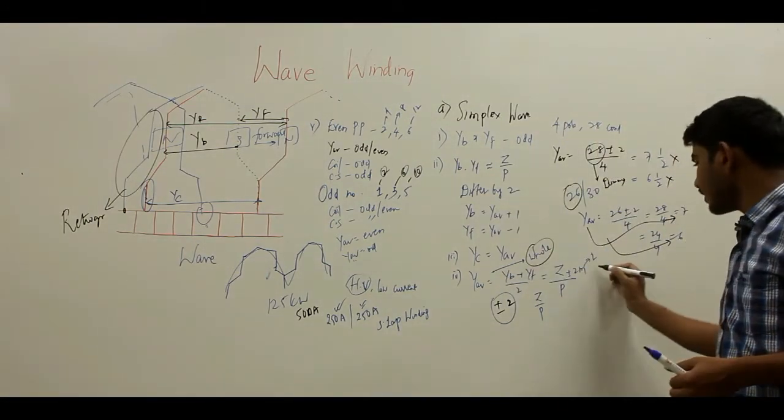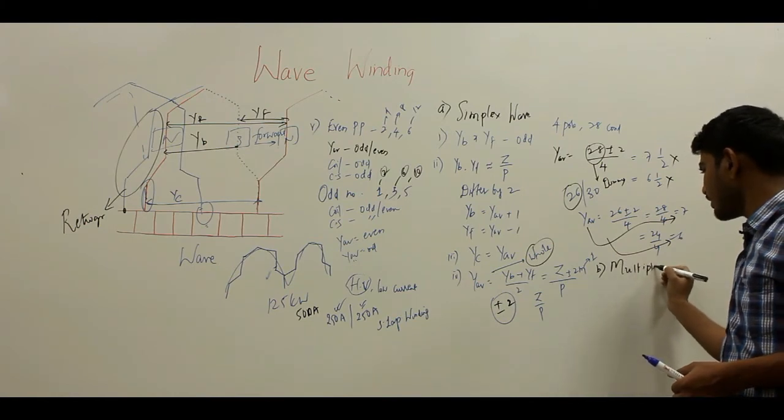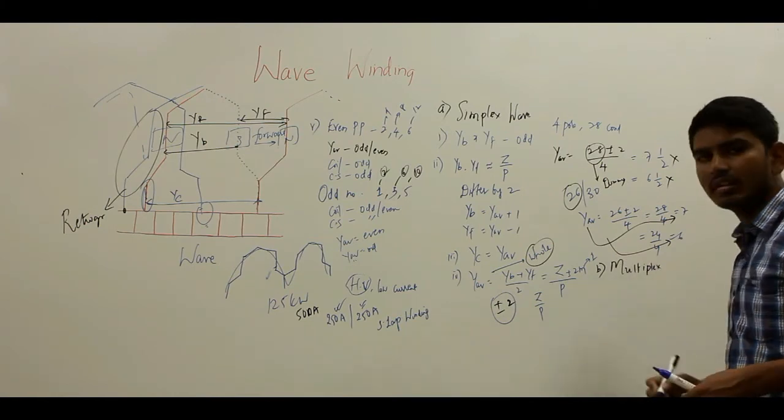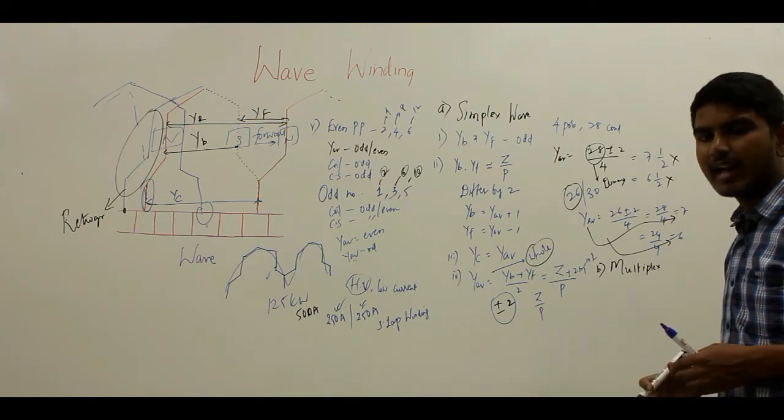Now let me consider the second case, the multiplex wave winding. In the multiplex wave winding, the relation between the front pitch and the back pitch will be similar to the multiplex lap winding.